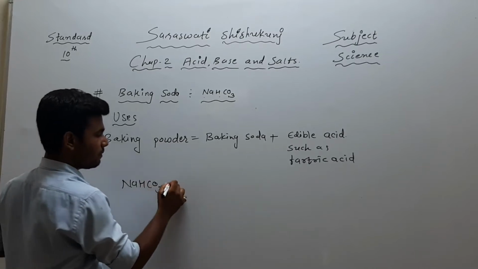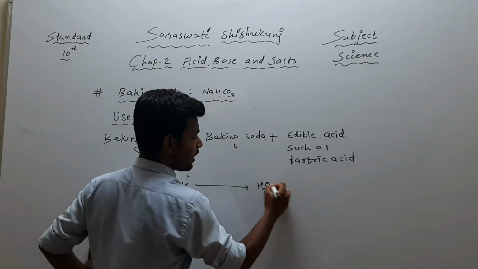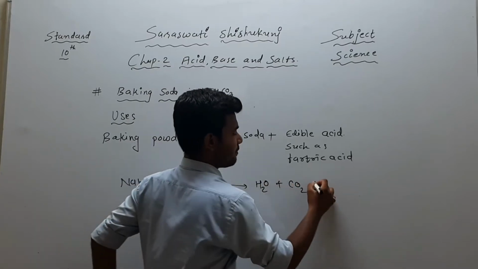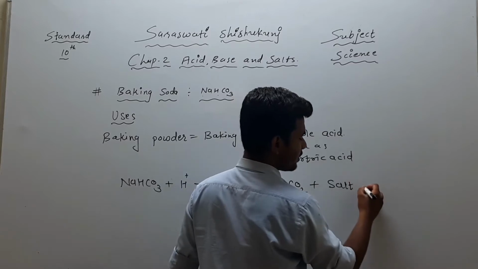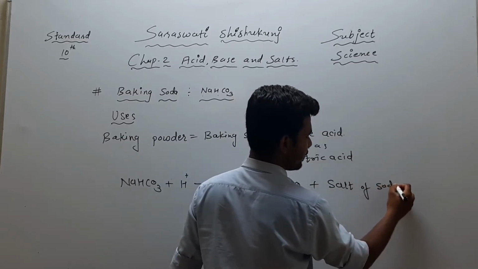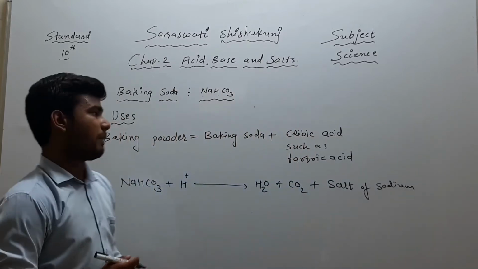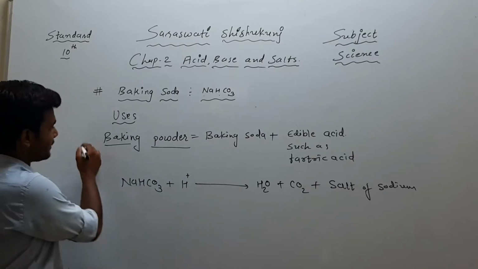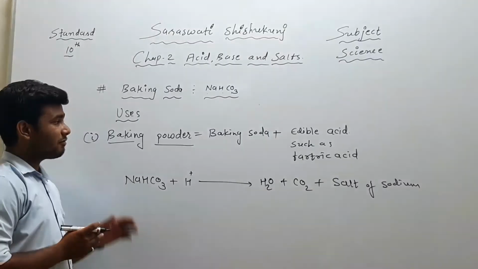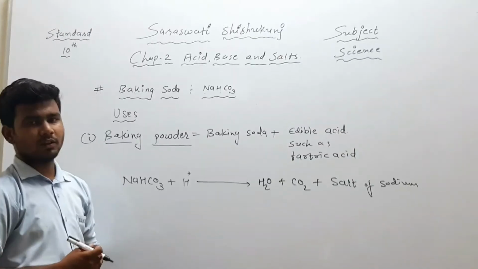We can say it like this: NaHCO3 plus H+ will result in water plus carbon dioxide plus salt of sodium, which we can use as a baking powder. So in preparation of baking powder, this baking soda is used. This is our first use of baking soda.